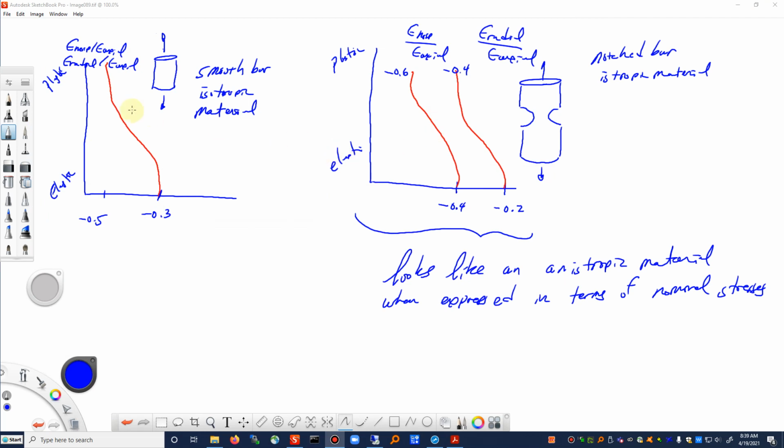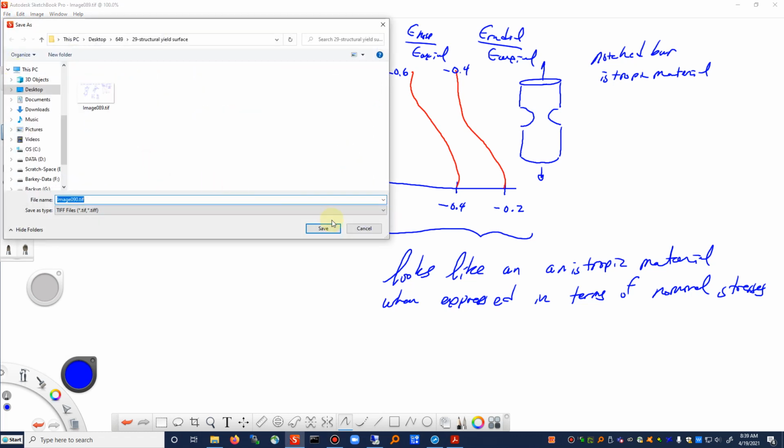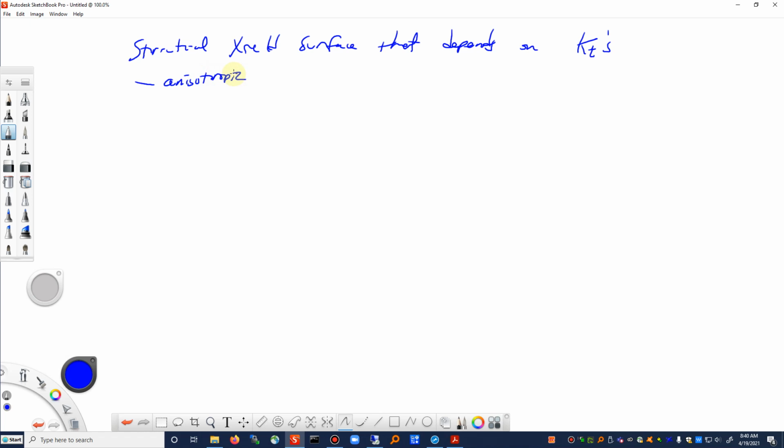All right, so let's talk a little bit more about this for the multiaxial response. If we can agree that there's some sort of yield surface, and I call it a structural yield surface because it depends on the stress concentration factors, and that it is anisotropic, but can be recovered to be an isotropic yield surface if the stress concentrations disappear.